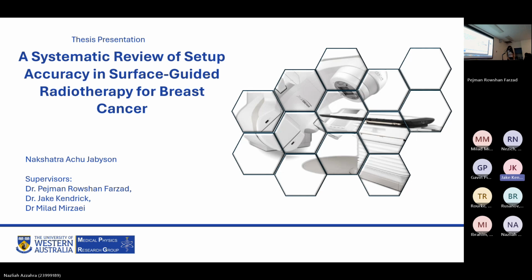I'm Nakshatra, and I'll be presenting on the systematic review that I did, which is on setup accuracy and surface-guided radiotherapy for breast cancer. Before I start, I would like to thank my supervisors, Pejman, Jake, and Milad, for their constant support and guidance throughout the project.